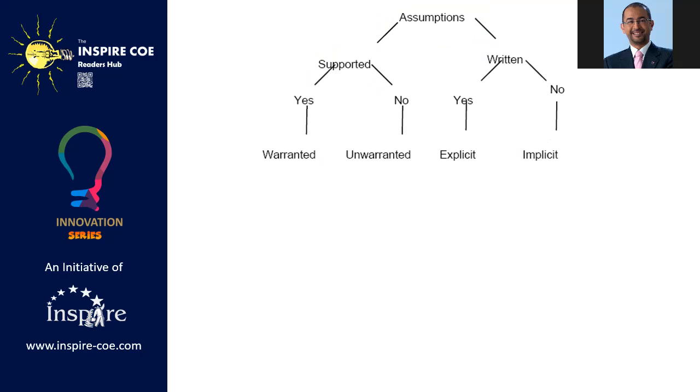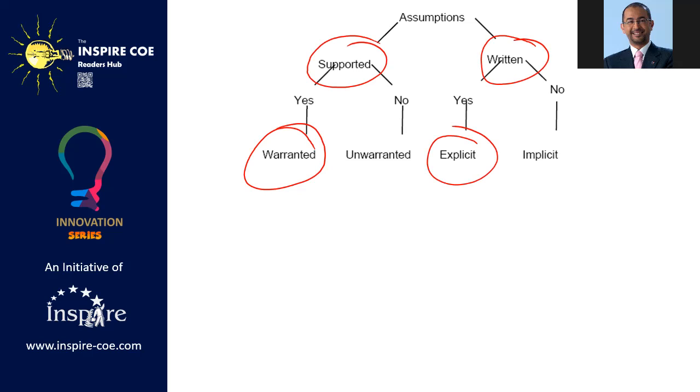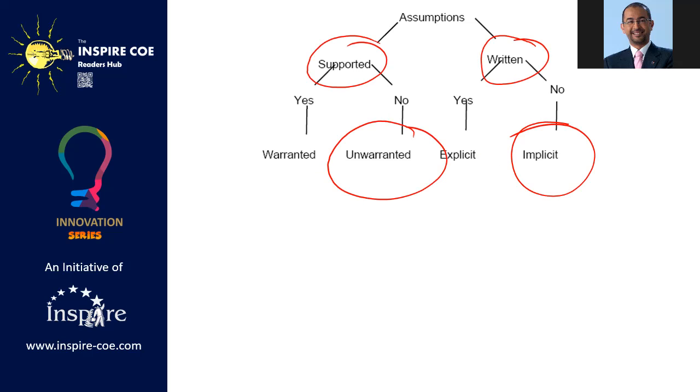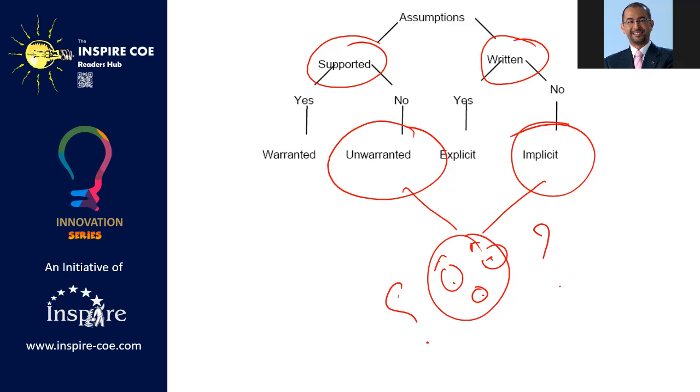So when we look into assumptions, it's very important, and this relates to critical thinking skills. We need to ask ourselves: is my assumption supported, yes or no? Is it written, yes or no? Because it might be a warranted, explicit assumption, where a lot of people have tried it and it is really proven. That's a very good assumption. Sometimes it's the opposite, an unwarranted, implicit assumption. This means it is in the head of someone who thinks it is correct, but we don't know if it is actually feasible or not.